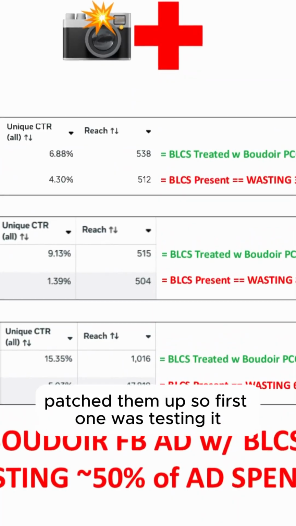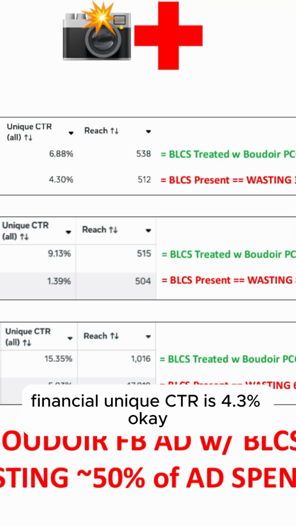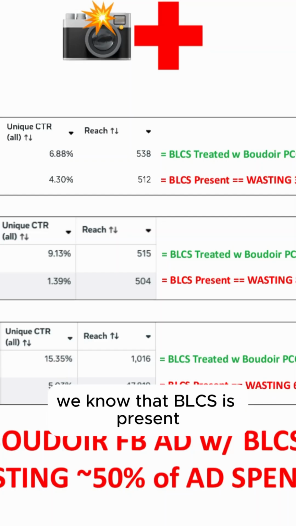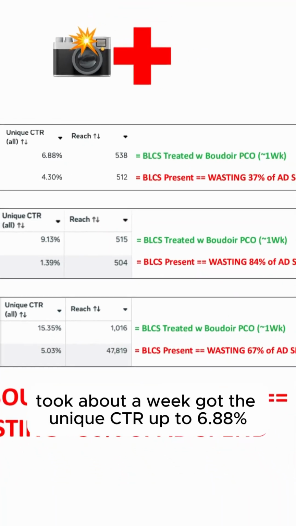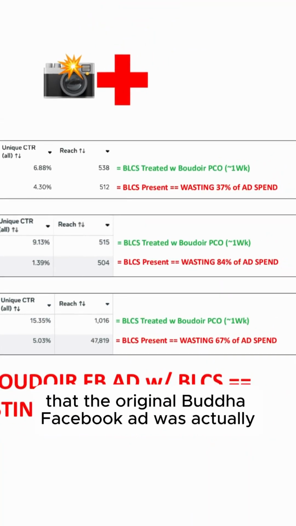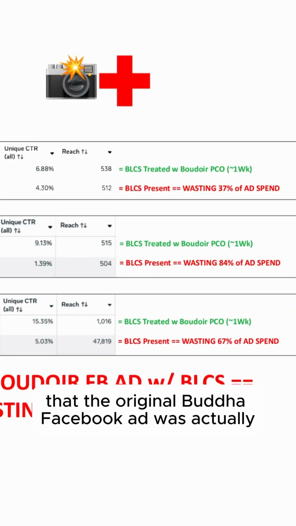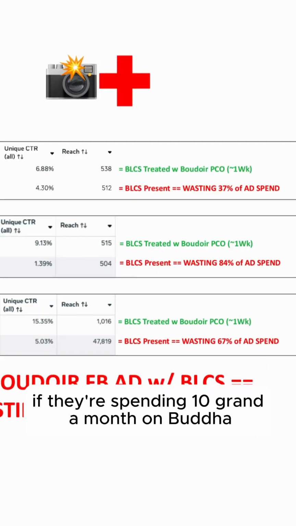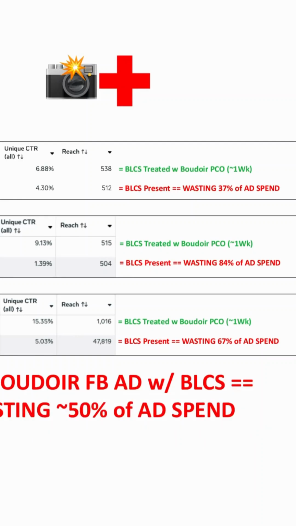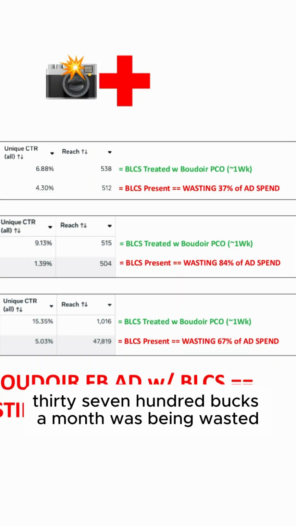So first one, we were testing it and found out unique CTR is 4.3%. When unique CTR is under 6%, we know that BLCS is present. So we duplicated, treated with Boudoir PICO, took about a week, got the unique CTR up to 6.88%. So we found out that the original Boudoir Facebook ad was actually wasting 37% of ad spend. So if they're spending 10 grand a month on Boudoir Facebook ads, 3,700 bucks a month was being wasted.